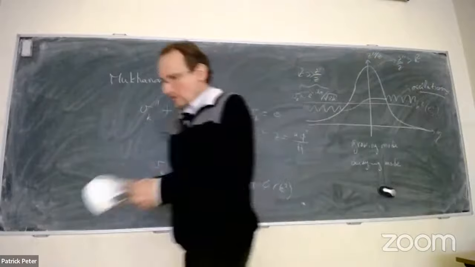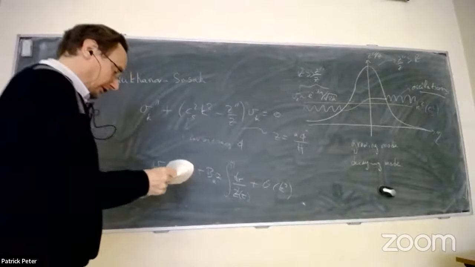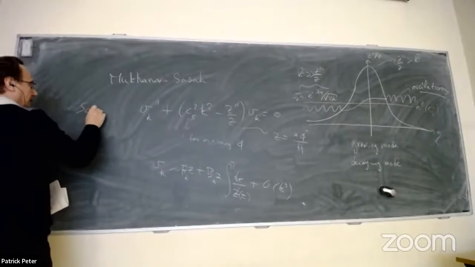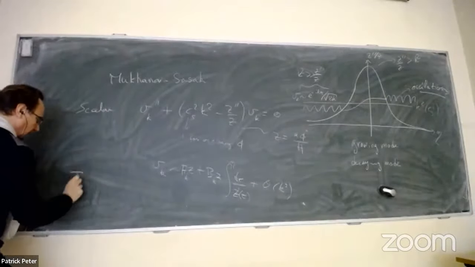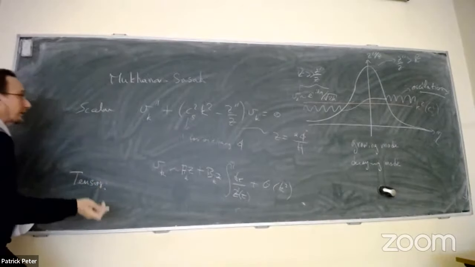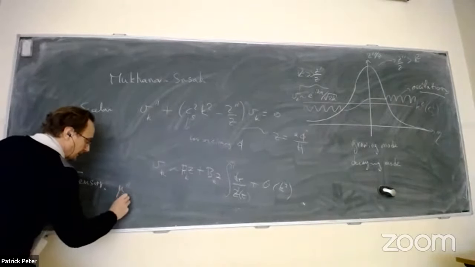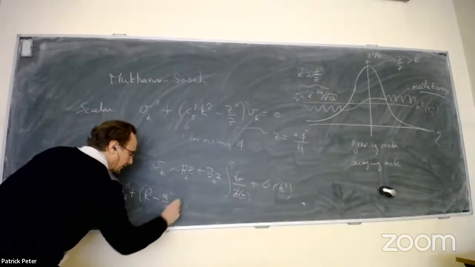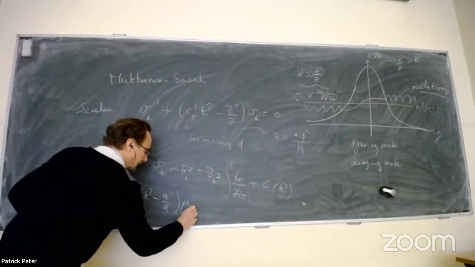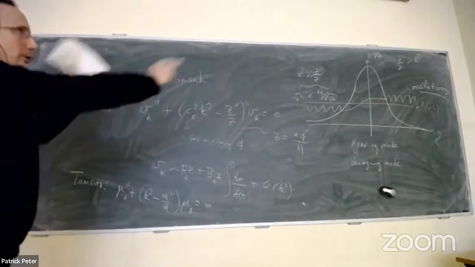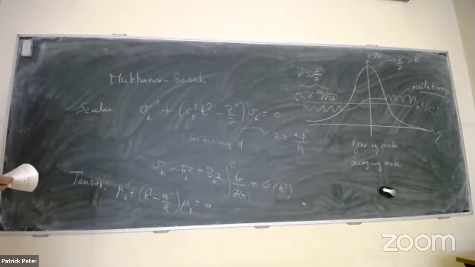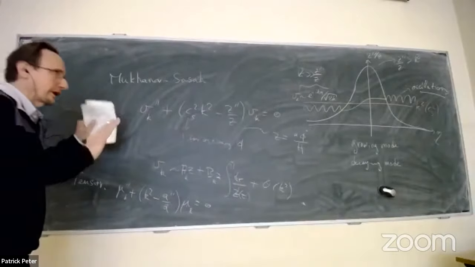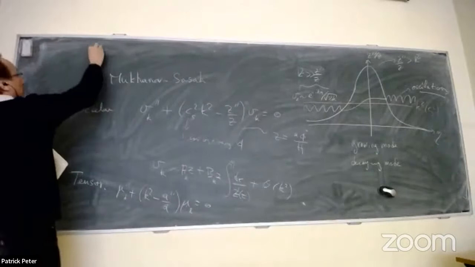Right, so that's a very brief five minute summary of perturbation theory. This is for the scalar mode, and the tensor mode is exactly the same thing. Basically, you have mu double prime plus k squared minus a double prime over a, now purely the scale factor, times mu_k equals 0, but the overall thing is exactly the same.